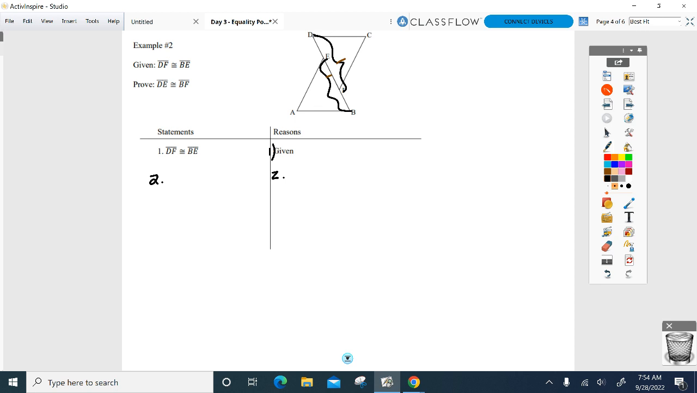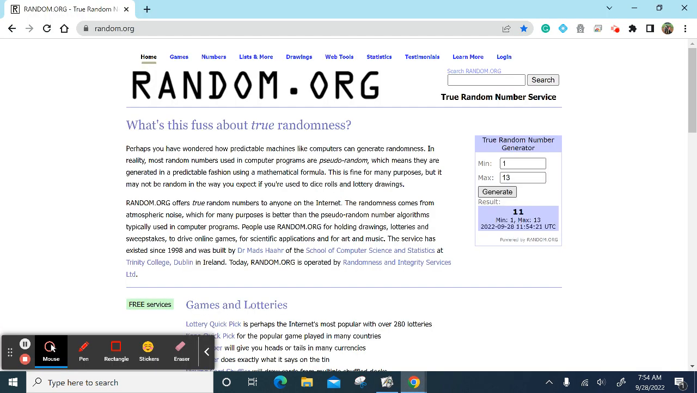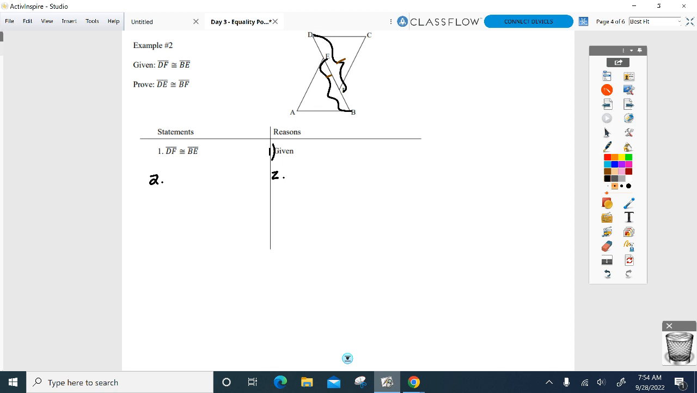So look at your diagram. What do I need to subtract from DF and BE to get DE and BF? Look at the diagram. I can't do subtraction now. I don't have enough to subtract. But what can I subtract from each? EF. So I'm going to say EF congruent to EF, reflexive.